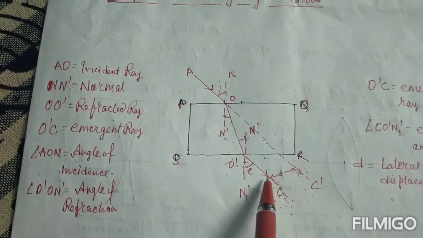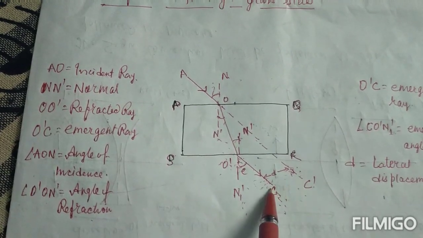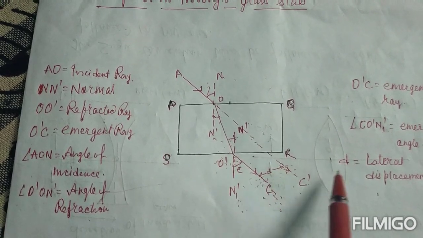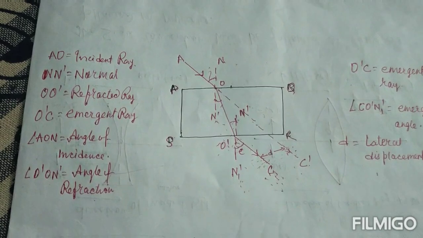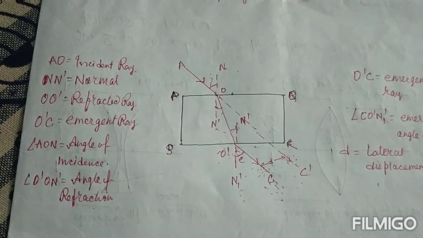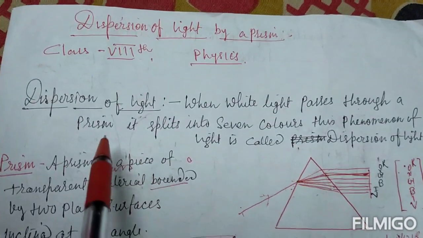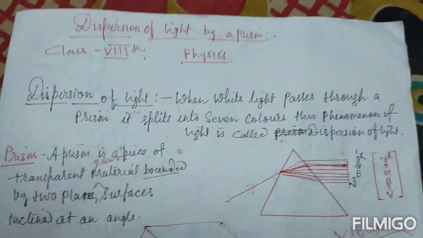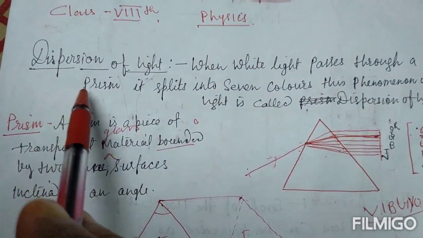Here we are seeing that there is a shift between the actual path of light and the real path of light. This shift, this displacement, is called lateral displacement, and all the points I have written here, you must see. After this we will see dispersion of light. In this chapter we have to study refraction and dispersion of light, so after refraction we will go to dispersion.